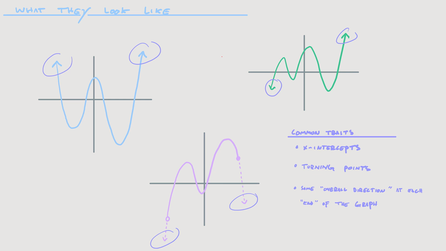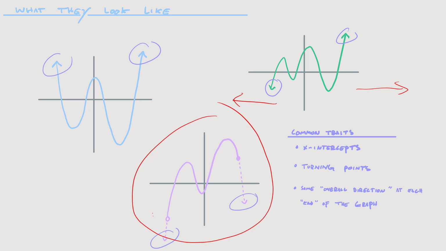At their ends, they all have some overall direction. So after it's taken care of all of its turning points, they eventually just do one thing for the rest of its existence, either to the right or to the left. This polynomial down here, I had truncated and put some endpoints on it, but if I did not truncate it, it would indeed have some arrows that eventually just do the same thing forever and ever. That's called end behavior. We're going to have a video on that as well.